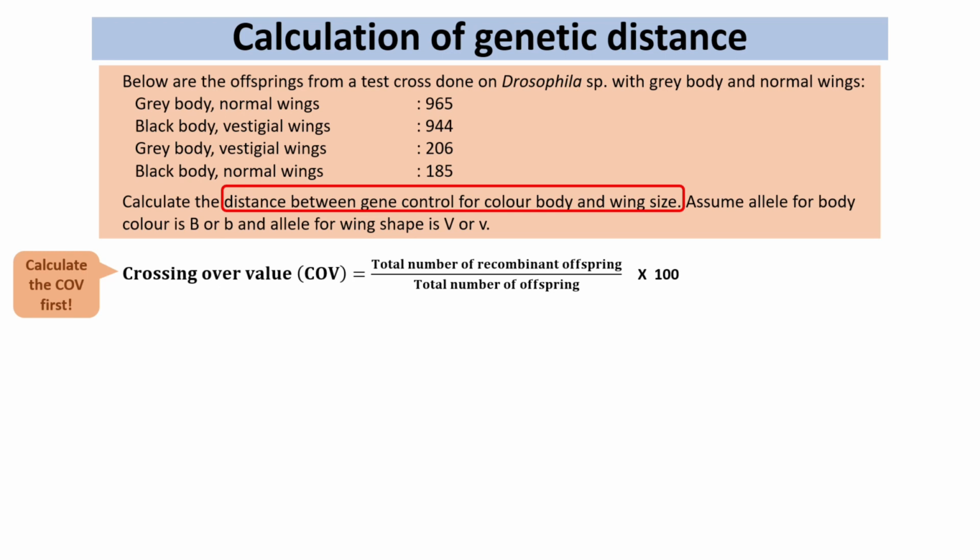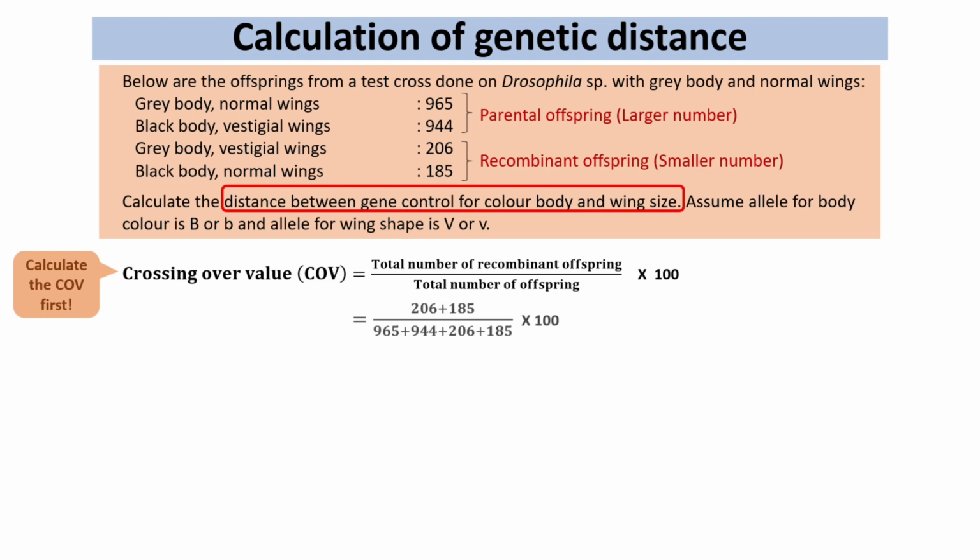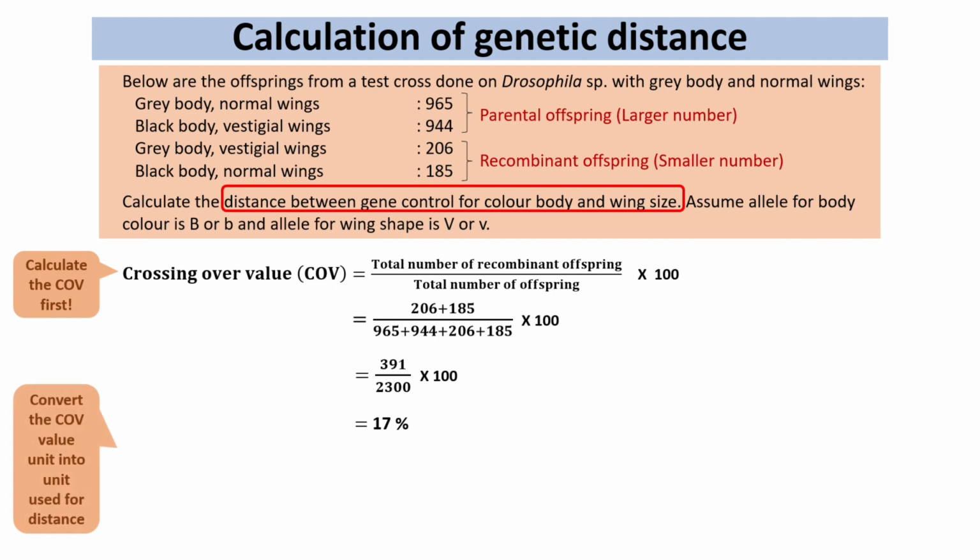From the question we can determine which are parental offspring and recombinant offspring, based on the offspring number. Larger number are parental offspring, while smaller number are recombinant offspring. By knowing this, we can calculate the COV, which are 17%. To state the distance between the genes, you need to convert the COV value unit into unit used for distance. So, the distance between gene control for color body and wing size is 17 map units or centimorgan.